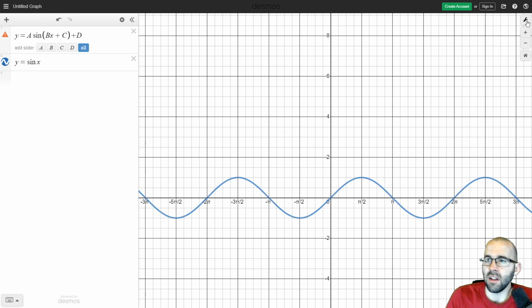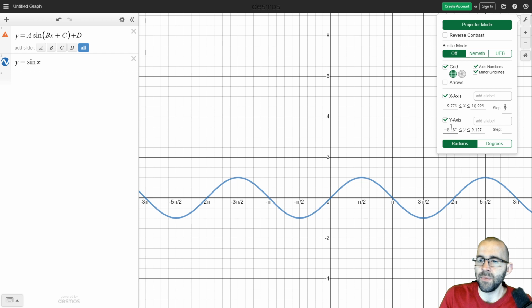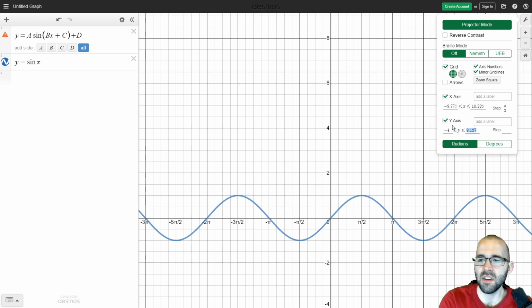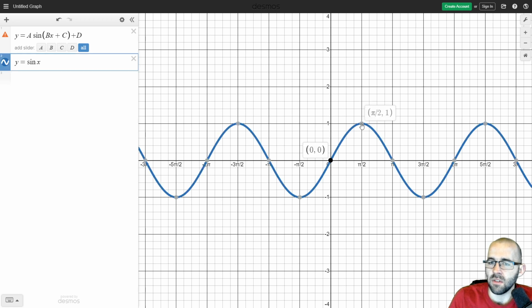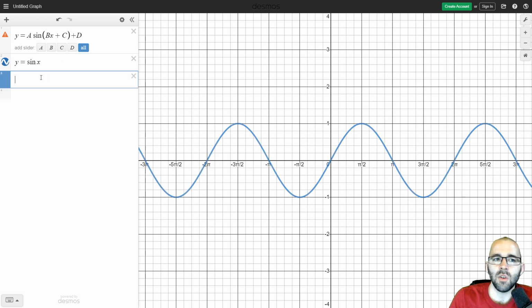So let's change a couple of things. In sine x, remember, every pi over 2 units, it's really good to have a grid unit of pi over 2 for sine. It goes from 0 to 1 to 0 to negative 1 to 0 to 1 to 0, etc. You get the idea. So we're going to talk about what each of these things does, and we're going to start with the amplitude, with a.